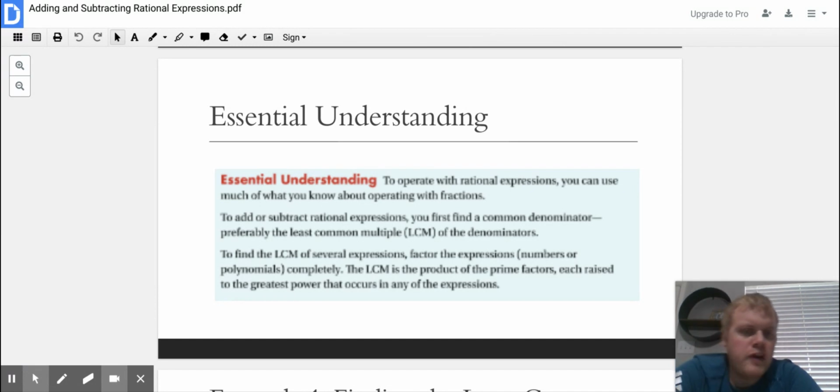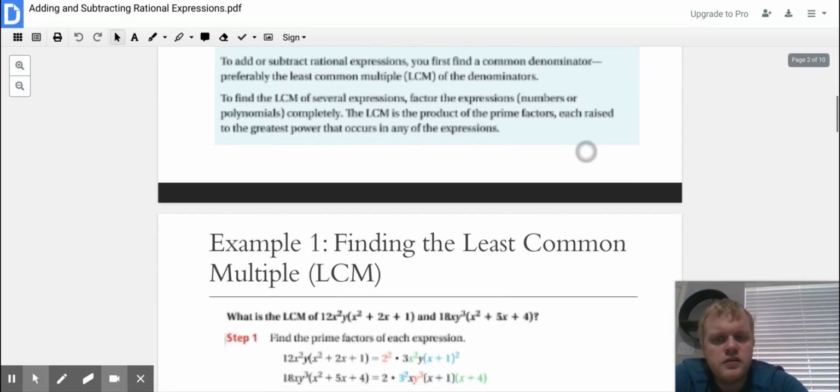To operate with rational expressions, you can use much of what you know about operating with fractions. To add or subtract rational expressions, you first find a common denominator, preferably the least common multiple of the denominators. To find the LCM of several expressions, factor the expressions, numbers, or polynomials completely. The LCM is the product of the prime factors, each raised to the greatest power that occurs in any of the expressions. So our first example here.